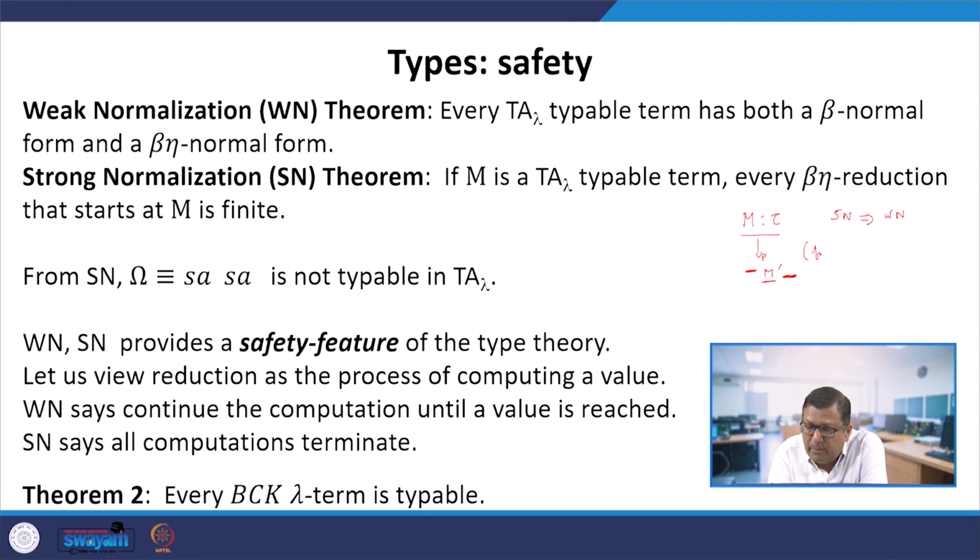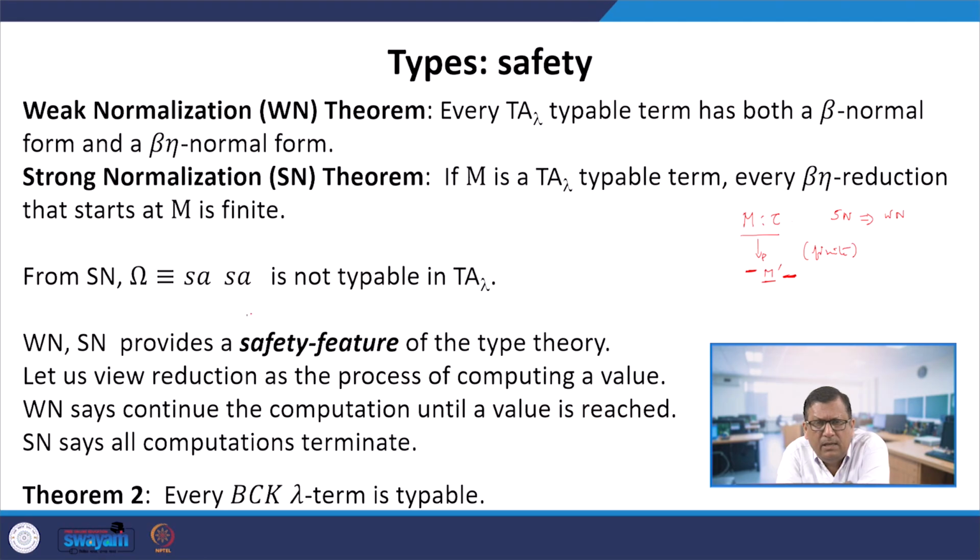The number of steps from m to m prime is finite. Now if you take the contrapositive of this statement, that means if we do not have any finite reduction, that means they are all infinite reductions, then this term m is not typeable. So if we take the term SA, the self application lambda x dot xx, we know SA has infinite reductions.